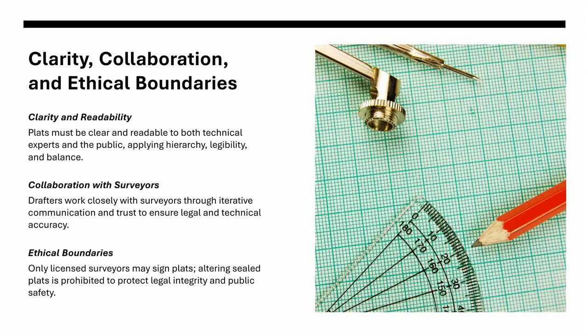Clarity is not just an aesthetic. It has legal consequences. A plat that cannot be read easily may create ambiguities that lawyers exploit in court. In land disputes, ambiguous plats are liabilities. For that reason, clarity is as much a professional responsibility as it is accuracy.